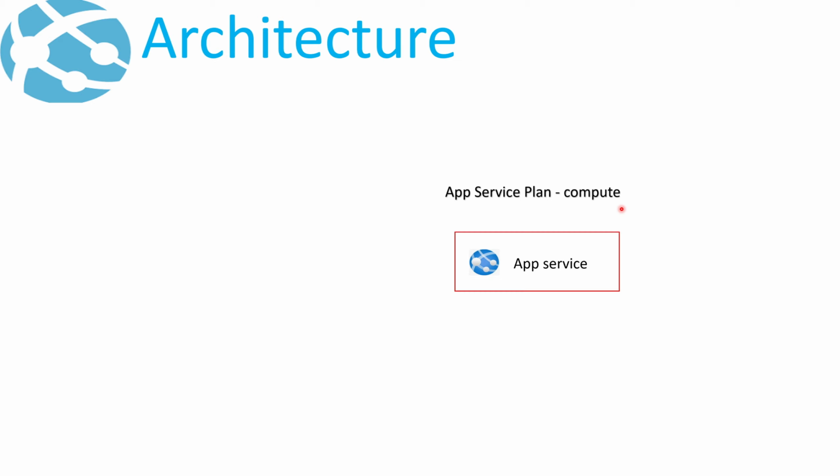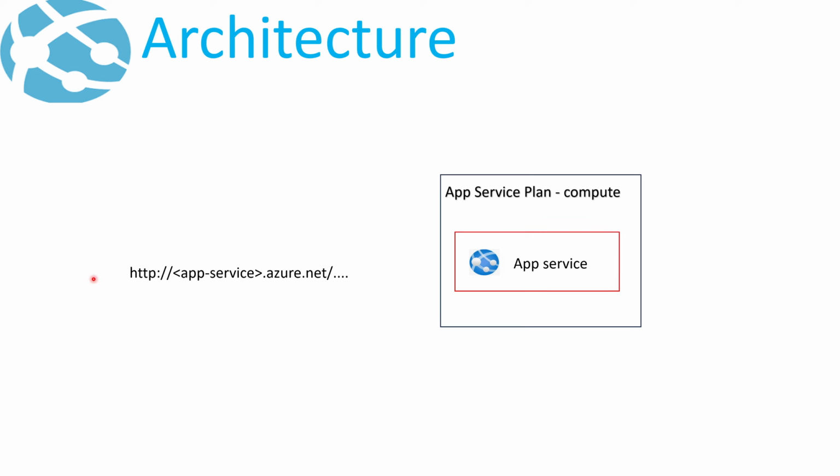Once you install your App Service inside that App Service plan, it will generate the front-end URL for your users to access. When the user hits this URL, that goes as a request to your App Service, and your App Service will honor that request and send back a response.